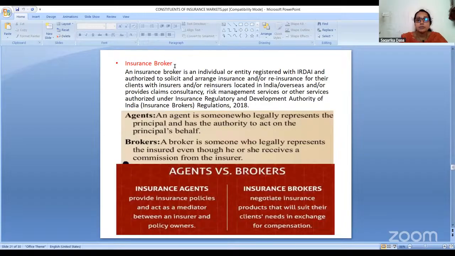Then insurance broker. Now, an insurance broker is an individual or entity registered with IRDAI and authorized to solicit and arrange insurance and reinsurance for their clients with insurers or reinsurers located in India or overseas, or provide claim consultancy, risk management, or other services authorized in India as per the IRDAI regulations 2008.